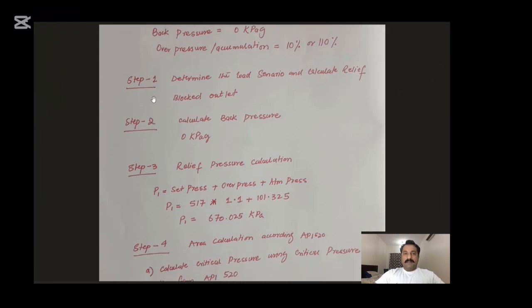Step number one, what we have to do, we have to determine the scenario that is applicable for the PRV sizing. Then we have to calculate the relief load. So for this case, we are going to consider a blocked outlet. Here we are assuming that from the separator, the flow is not going out. So the total flow needs to be released through the PRV to keep the system in normal condition.